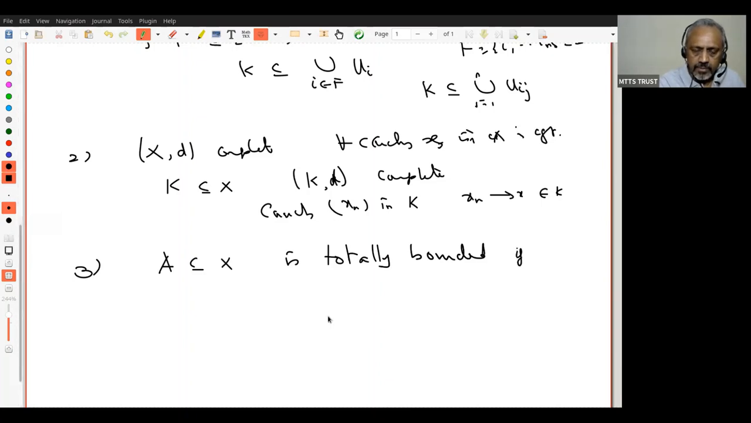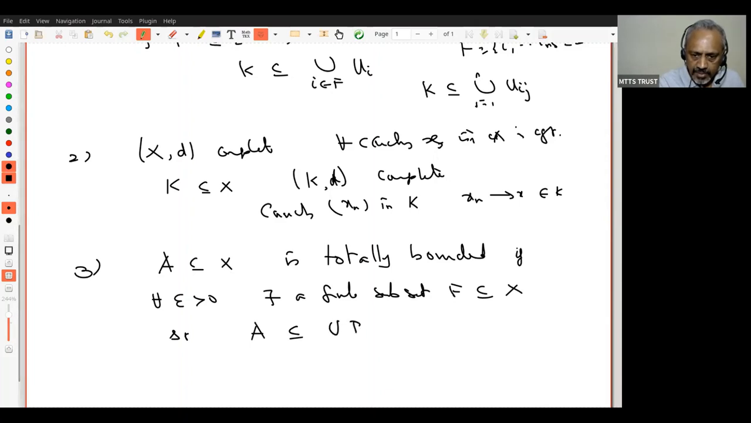Third, a subset A of a metric space is totally bounded if for every epsilon positive, there exists a finite subset F of X. Notice that A is a subset of X. This F need not be a subset of A. It may be a subset of X, so that my A is a subset of the union of B(x, epsilon), where x is in F. Then such an F is called an epsilon net for A.